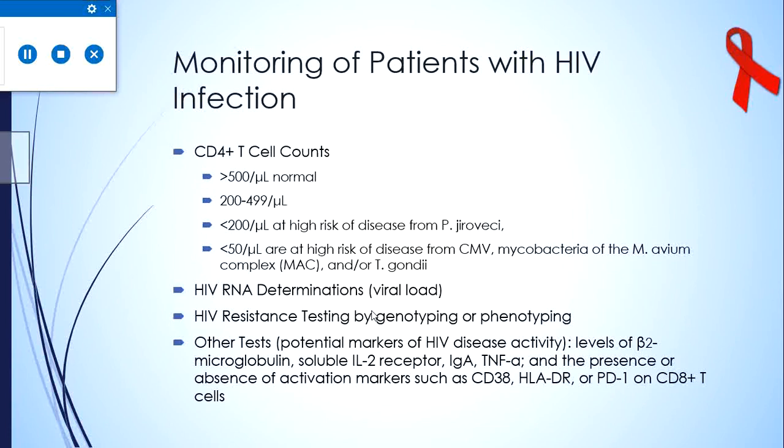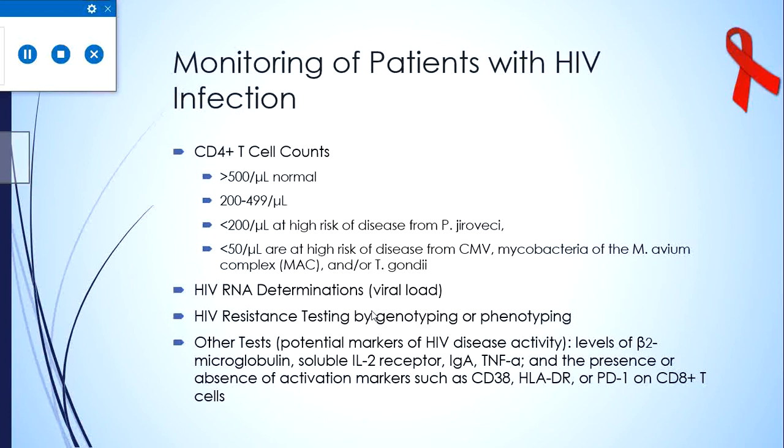Then HIV RNA determination for viral load, whether it is increasing or decreasing. Then before starting the antiretroviral therapy, HIV resistance testing should be done by genotyping or phenotyping so that we know if there is resistance to some drug, so that drug should not be included in the regimen.